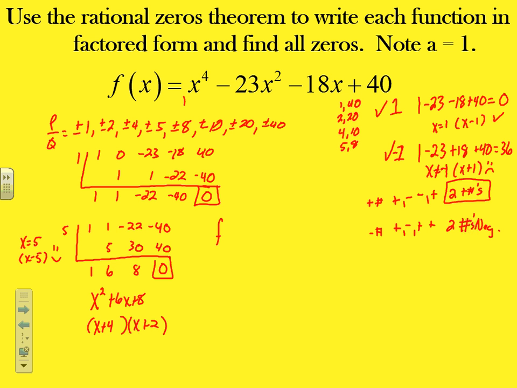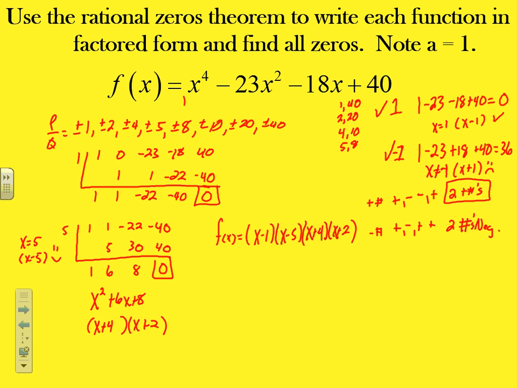So let's go ahead and write this out as our factored polynomial. So I'm going to go ahead and do it in the order that I found them in. So the first one that we had was x minus 1. The next one that I found was x minus 5. And the last two that I found were x plus 4 and x plus 2. So that's what it would be in factored form. So that's one of the things it's asking us to do.